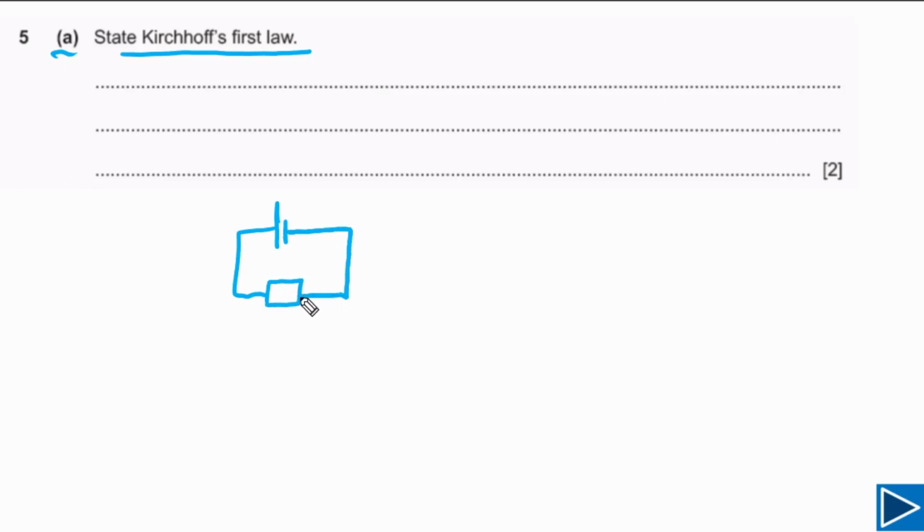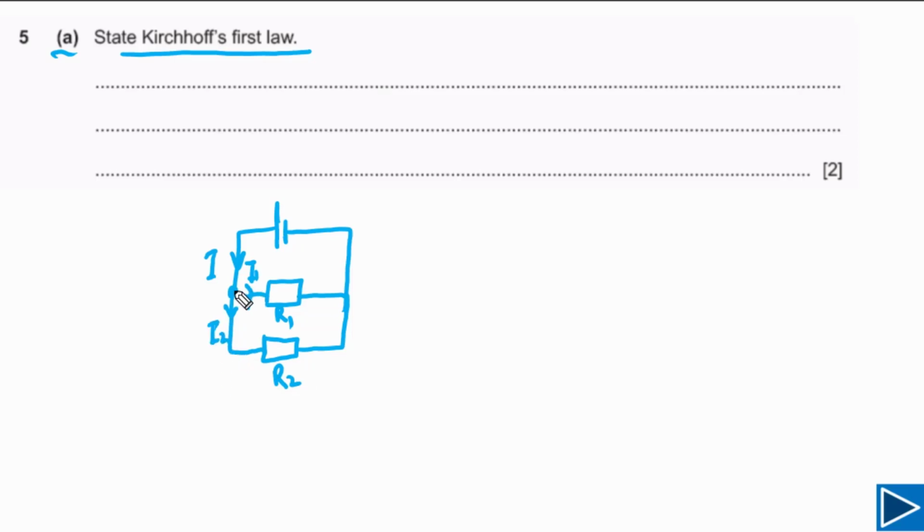Let's say we have this circuit, and in this circuit we have one battery, or simply you can say one cell, and two resistors that are connected in parallel. Kirchhoff's first law simply tells us, let's say the current coming from the battery is I at this junction. This point is called a junction, or you can say a node. So the current will split into two parts. Let's say current I1 goes through this resistor, resistor 1, and current I2 goes through the second resistor, resistor 2.